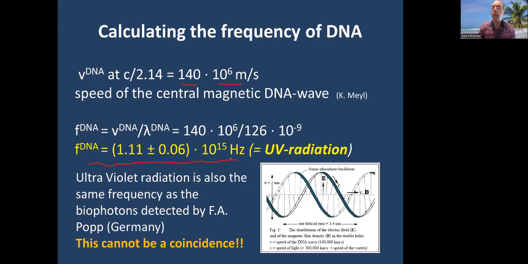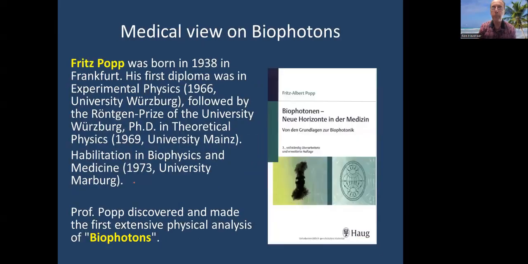There is someone by the name of Fritz Albert Popp from Germany, and he did some tests. With his super sensitive equipment he was able to detect the radiation from the DNA, and he agreed that the detection was ultraviolet radiation from the DNA. He wrote a book. I can recommend this book if you can read German. I hope it is also available in English, but I don't know. I have the German version here: Biophotonen, neue Horizonte in der Medizin, written by Fritz Popp.